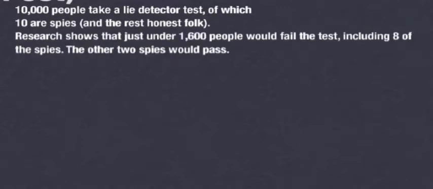So 10,000 people take a lie detector test, and let's assume 10 of them are spies, and 9,990 of them are not spies, or honest people. And it turns out that the research suggests that just under 1,600 people would fail the test, meaning that they would be shown to be lying, including 8 of the spies. The other 2 spies would have passed, and the remaining people who weren't spies also would have passed.